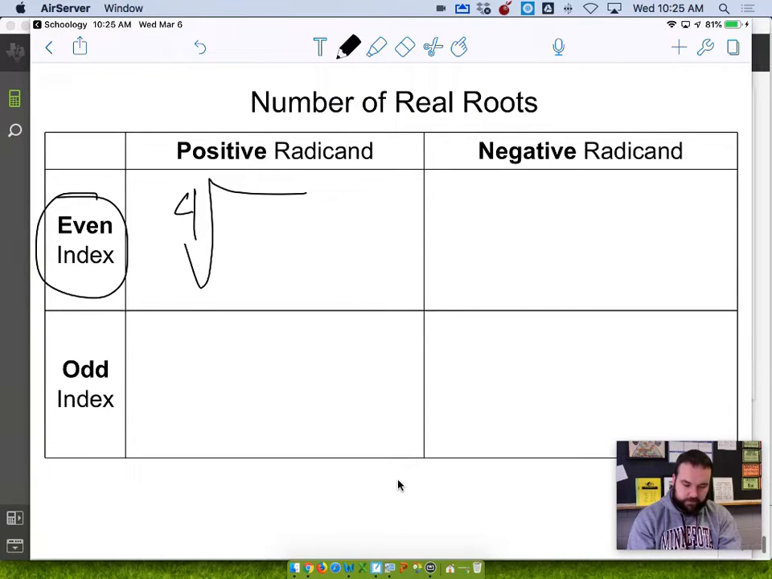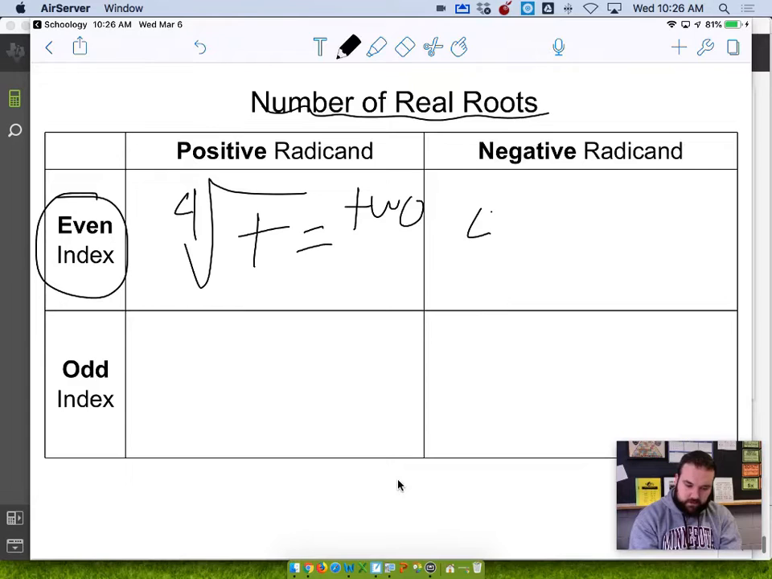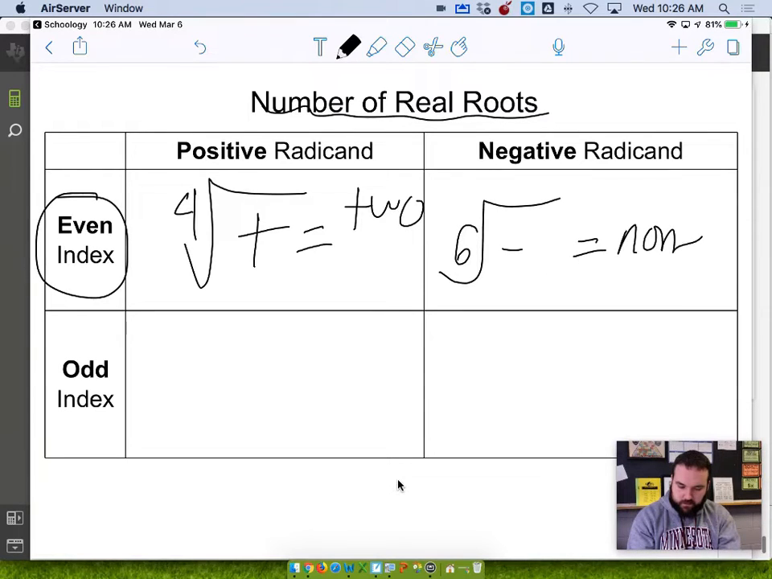So for instance, the fourth root, and my radicand is positive. So the fourth root of a positive number, how many real roots will this have? Well, we just saw this has 2 real roots. What happens if I take, let's use a different index, what happens if I take the sixth root of a negative number? That has none.